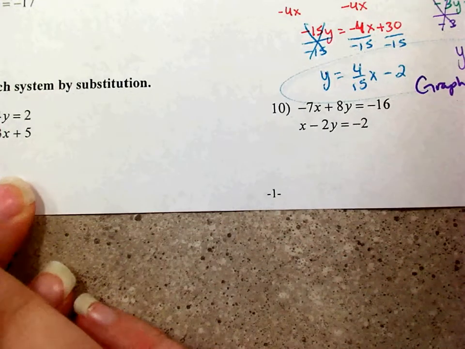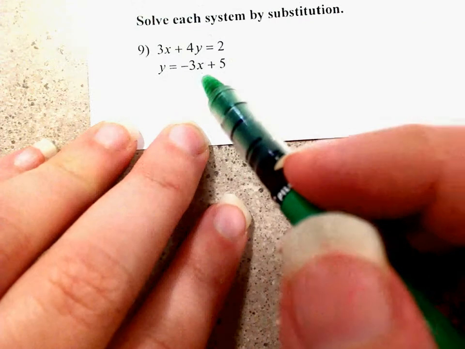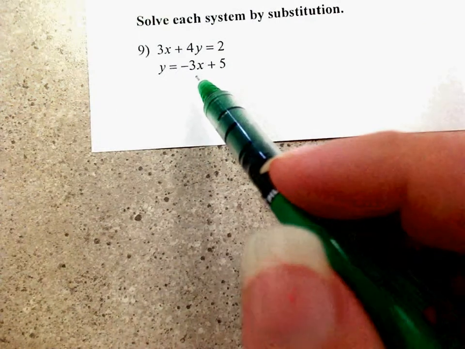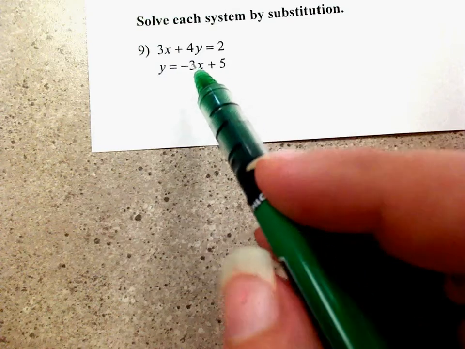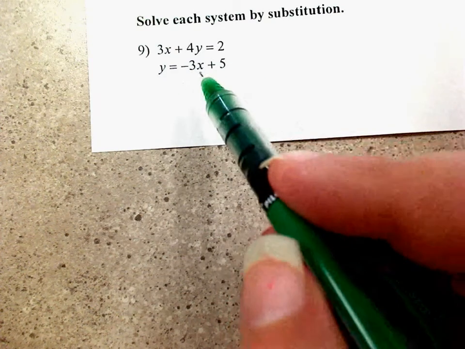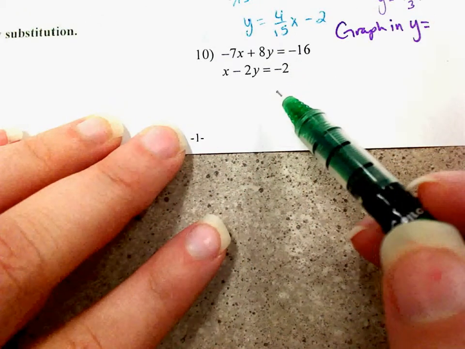Yep. Okay. Now let's talk for a second, guys. Look at number 9. Wasn't one of the variables already by itself on number 9? So all I had to do was take the negative 3x plus 5 and plug it in. Okay. So are one of the variables alone right now? On number 10? No, but can I get one alone?